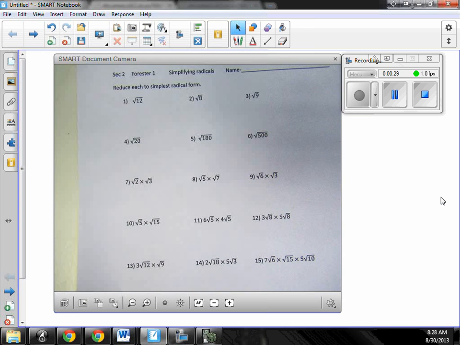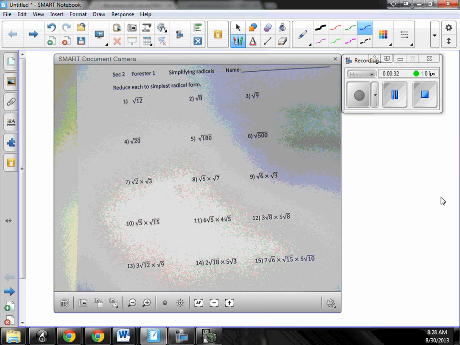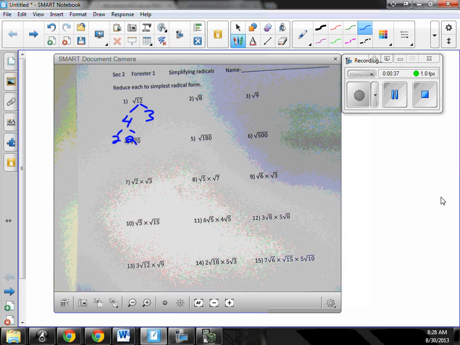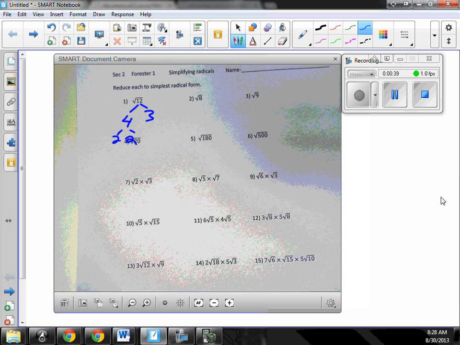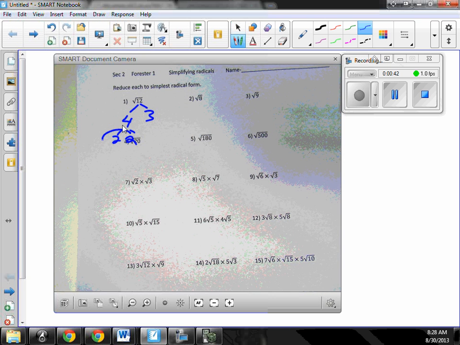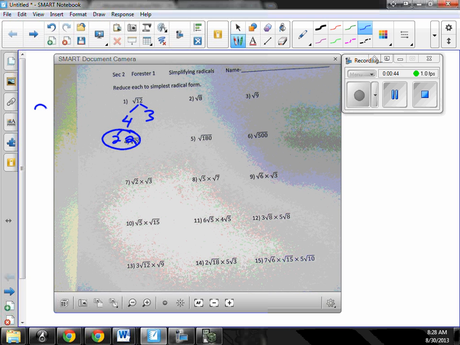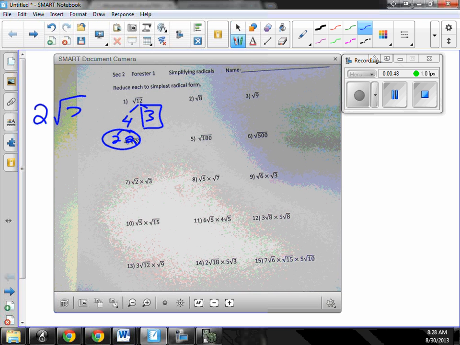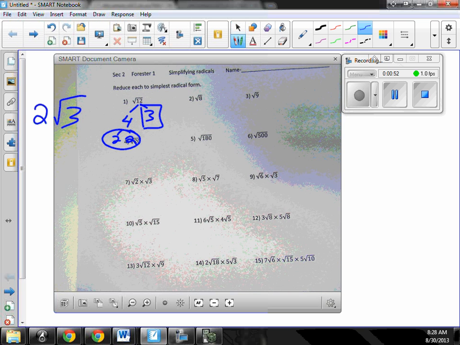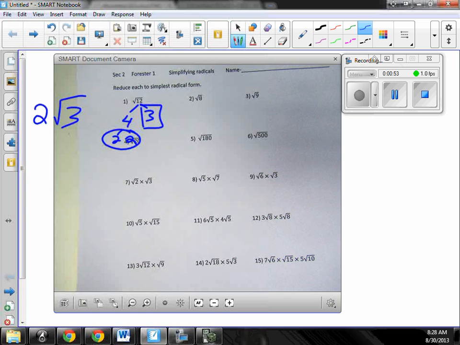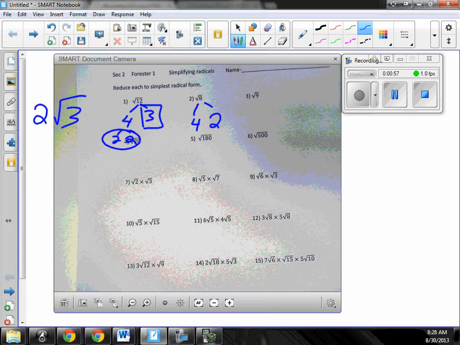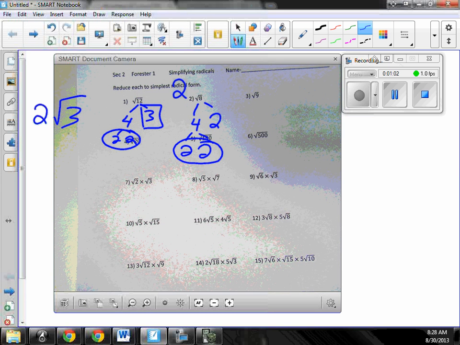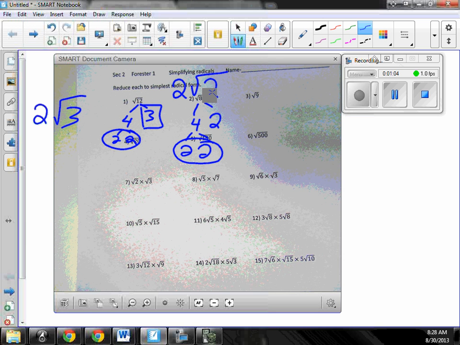So, to simplify root 12, I'm going to factor into 3 and 4, 2 and 2. I'm looking for pairs. I have a pair of 2's, so I bring out a 2, and that 3 is left over, so the answer would be 2 root 3. Factoring 8, we have 4 and 2, 2 and 2. Again, I have a pair of 2's. 2 root 2 would be my answer.